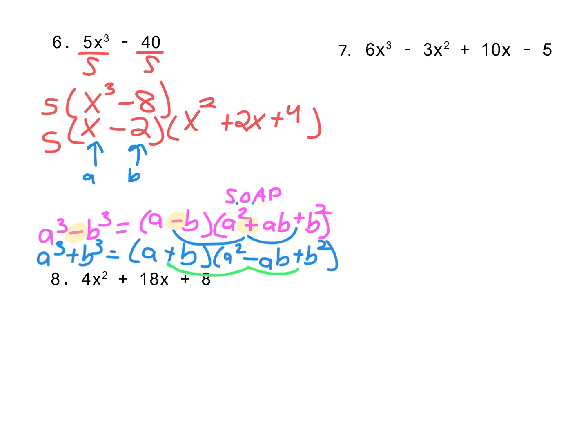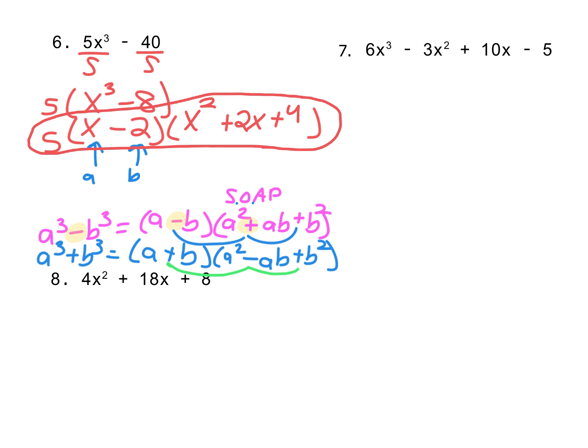And I can't factor x squared plus 2x plus 4 any further because there are not two numbers that multiply to 4 and add to 2. If there was, this factor pattern would go further than the a squared plus ab plus b squared part. So this is my answer whenever it's a sum or difference of cubes.